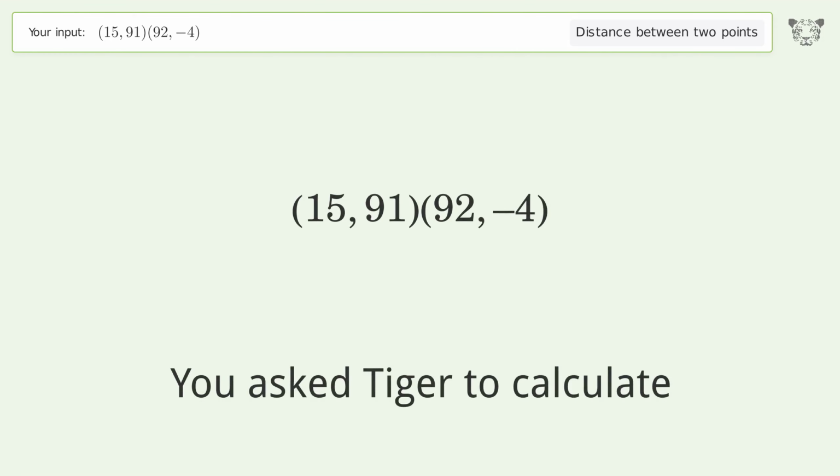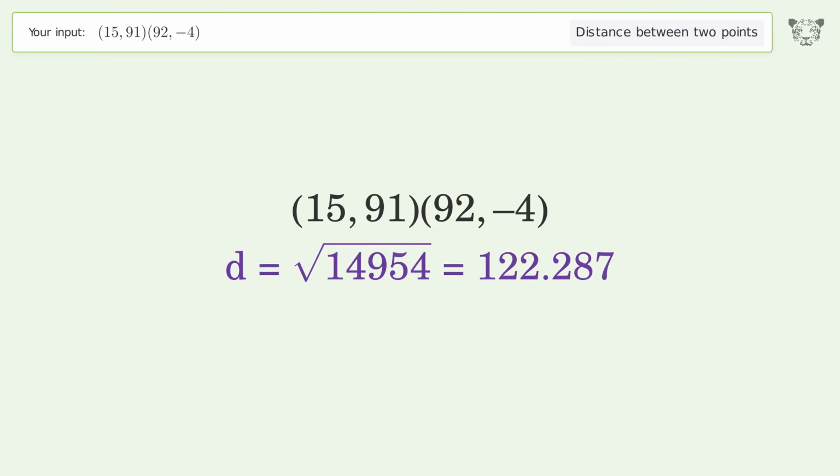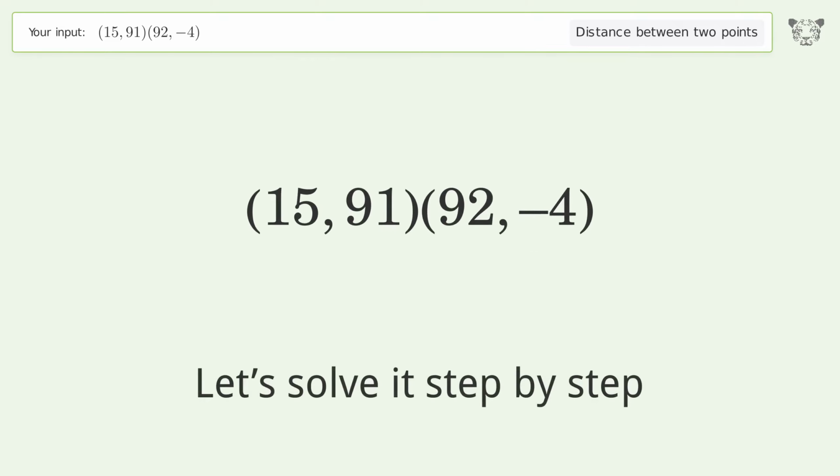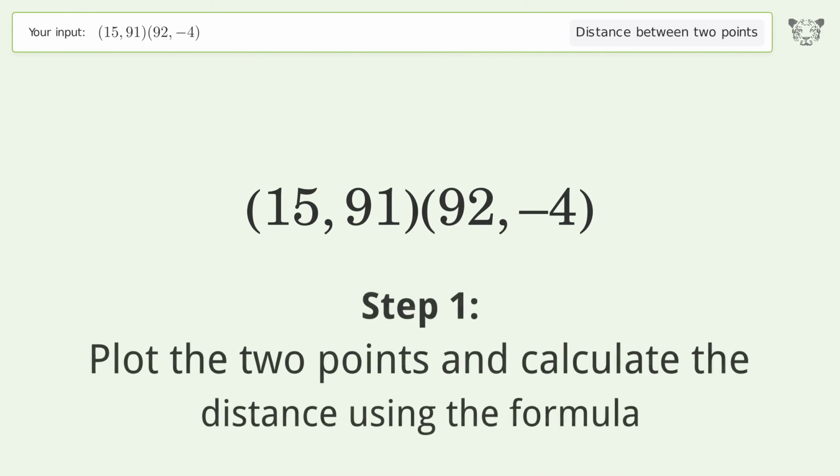You ask Tiger to calculate. This deals with the distance between 2 points. The distance between the 2 points is the square root of 14,954, or 122.287. Let's solve it step by step. Plot the 2 points and calculate the distance using the formula.